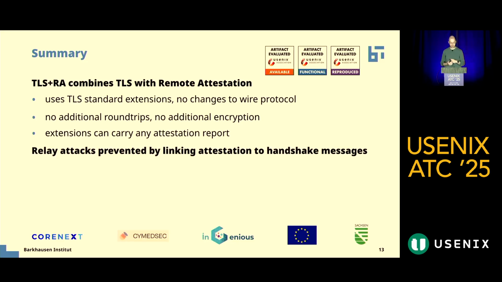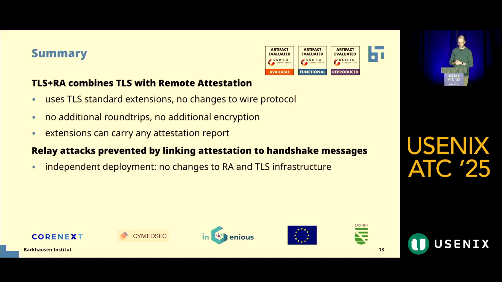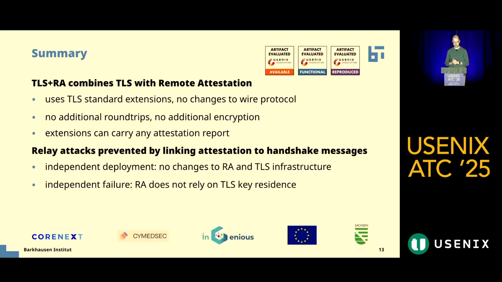This gives us two properties. We have independent deployment. We do not have to change the attestation infrastructure or the CA infrastructure of TLS, because both remain independent. And we have independent failure. So remote attestation does not rely on the TLS key and vice versa. If one is broken, we still get the properties from the other. And so we can say TLS plus RA actually adds the security assertions of both protocols.